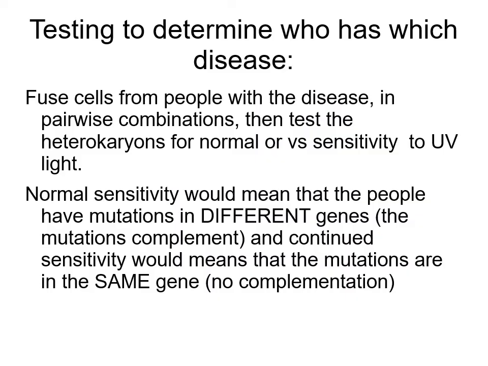Okay, so in terms of complementation tables, normal sensitivity means if you put them together, that the genes are different. If you fuse them and you still have deficient, that means that they're the same gene. So it's again the same plus and minus situation we were using for the complementation tables as before, just with a few more genes in it.